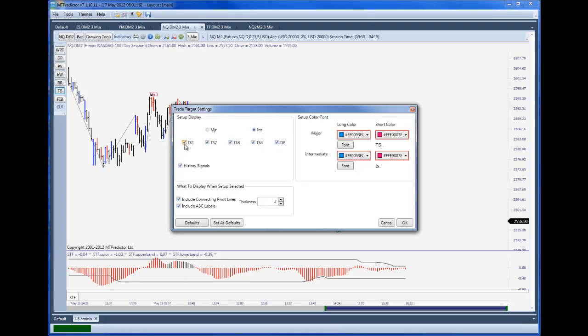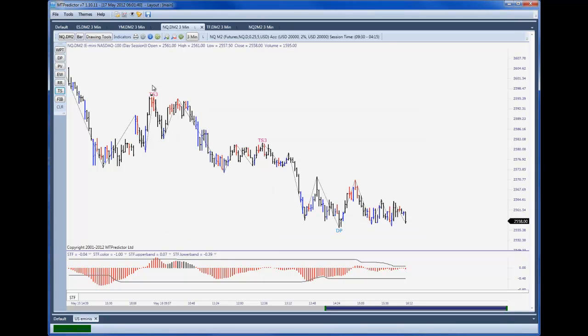A TS1 is around an Elliott wave 2, a TS2 is around an Elliott wave 4, a TS3 is an ABC correction, TS4 is an ABC correction, and a DP is a trend termination setup. So these are the 1, 2, 3, 4, 5 setups we actually use in MTPredictor. As you can see, they come up on the charts there for you.